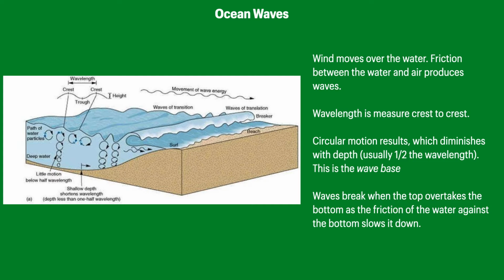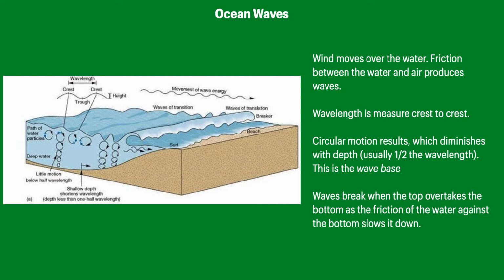And the circular motion goes down into the water column, not to the bottom in most cases, but to about half the length of the wavelength. So if a wave has a 6-foot wavelength, then the circular motion that's producing the waves goes down about 3 feet. And that's what we call the wave base.